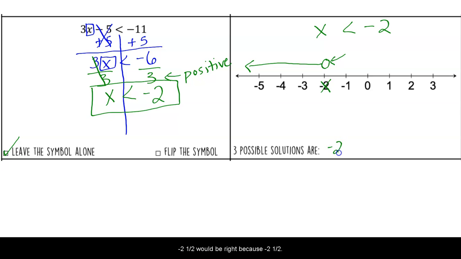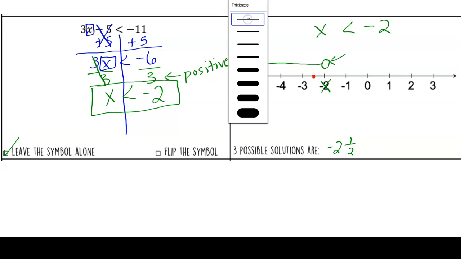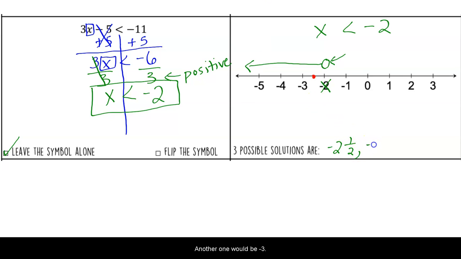Negative 2.5 would be, right? Because negative 2.5 would be right here between negative 2 and negative 3. Another one would be negative 3, negative 5. Anything to the left of the negative 2 would be a solution. All right, let's look at a third example.